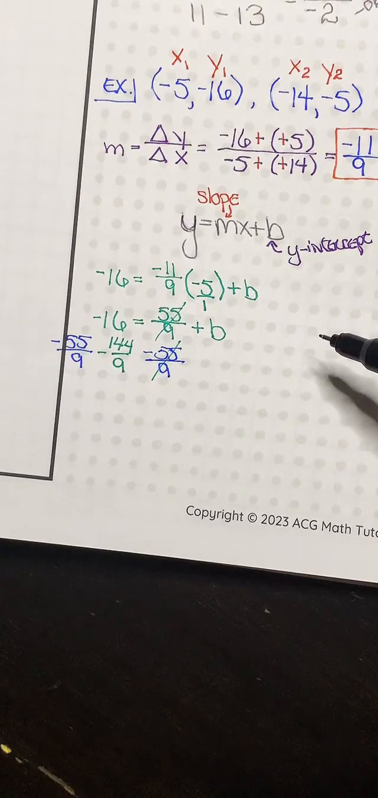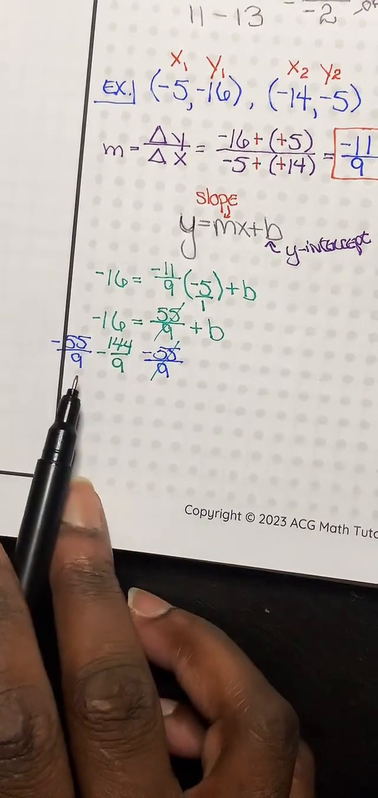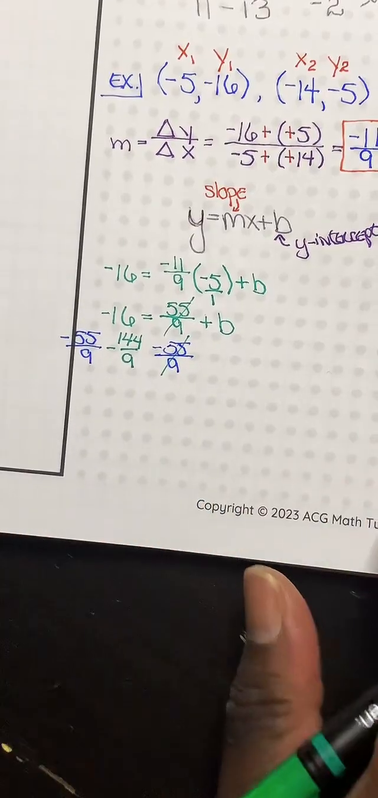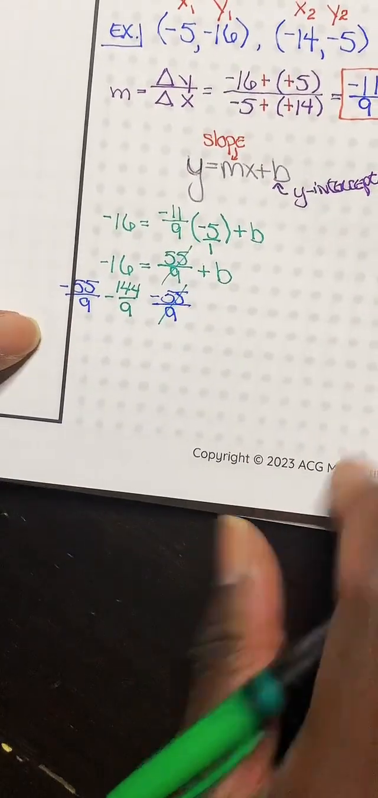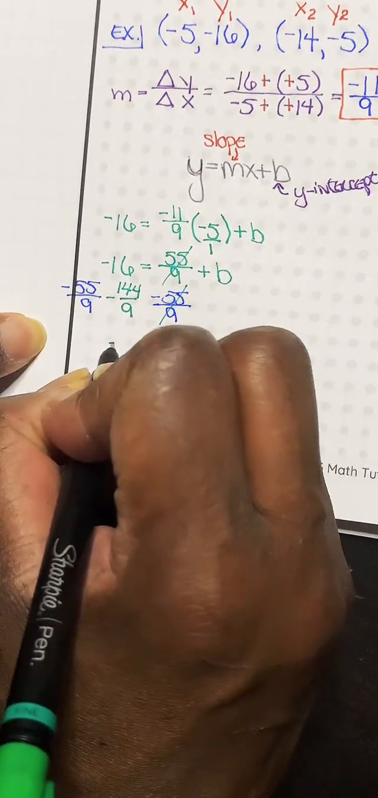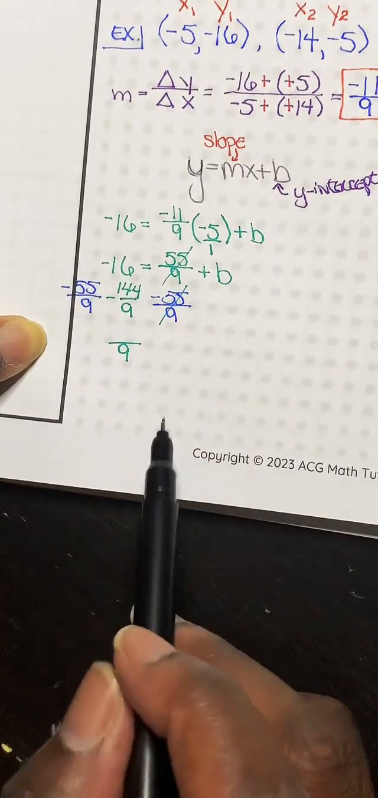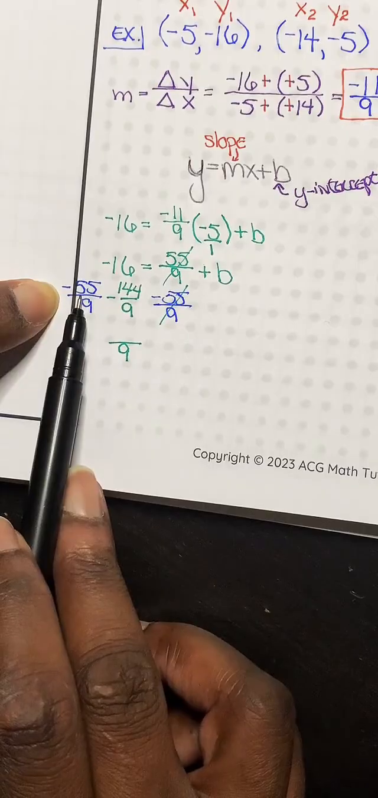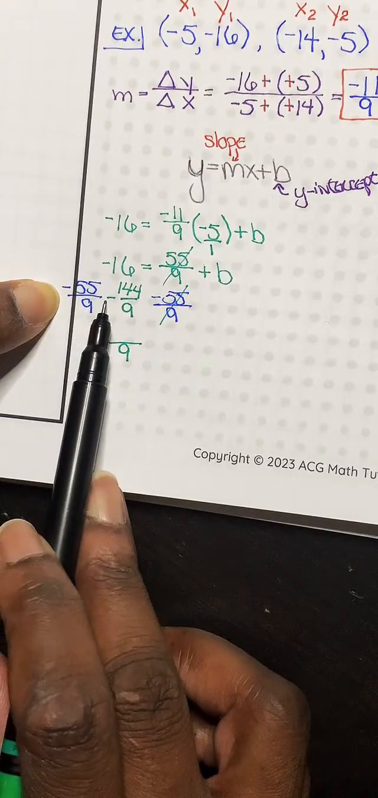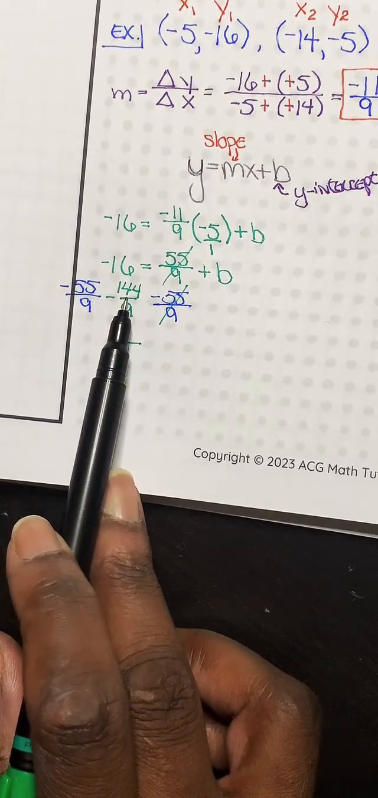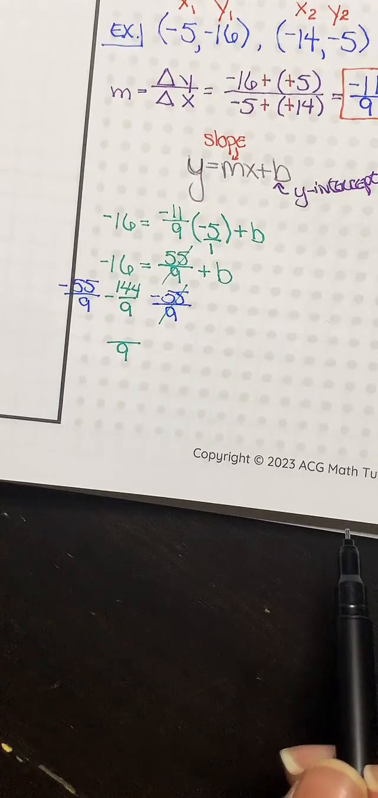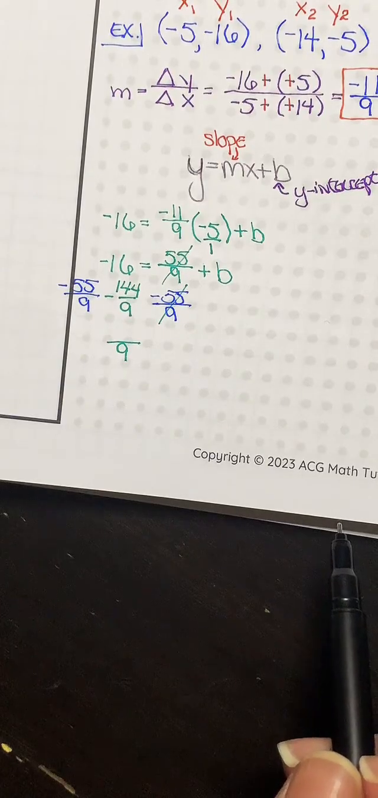Okay. So now that we have a common denominator, we're going to stick with it. My denominator is still going to be a 9. But now I have my negative 55 minus my 144.